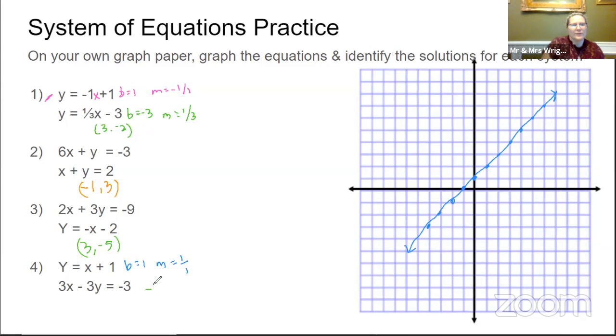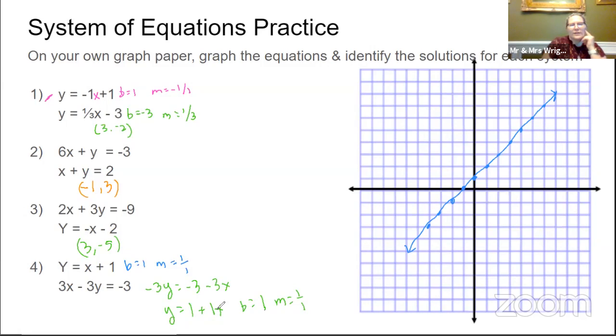So let's go ahead and rearrange some of this. Negative 3y equals negative 3x plus 3. We need to divide everything by negative 3. y equals negative 3x divided by negative 3 is a positive 1x, and 3 divided by negative 3 is negative 1. So in this case, we have b equals negative 1 and m equals 1 over 1.